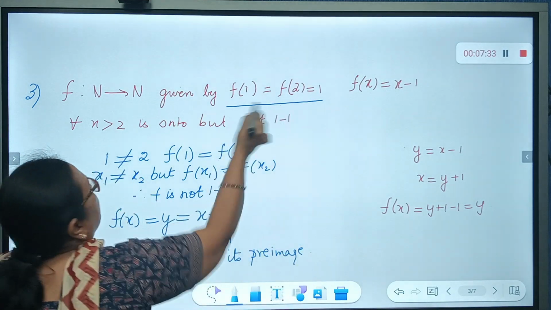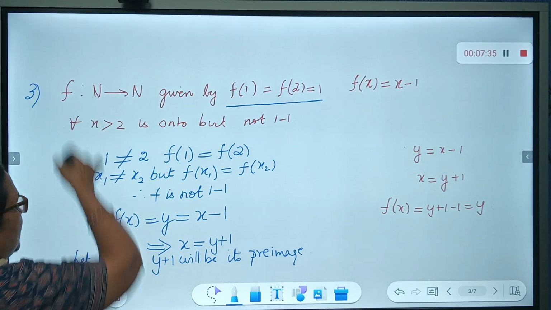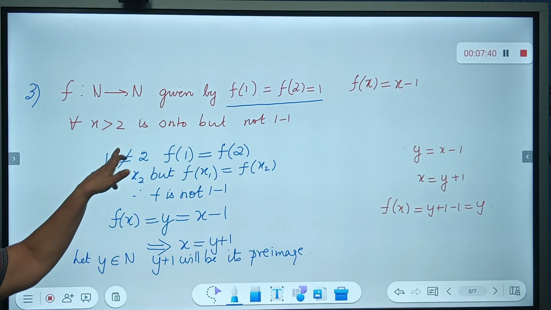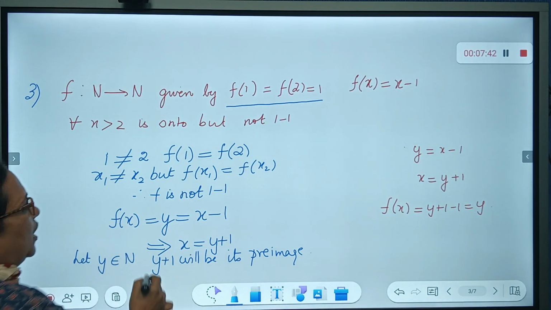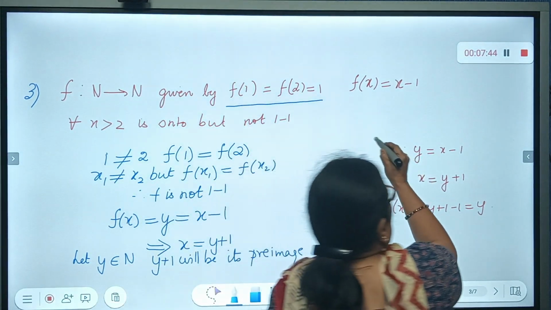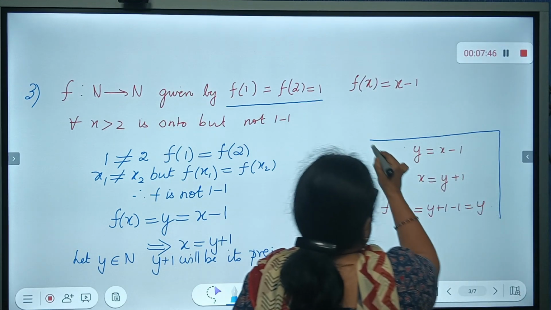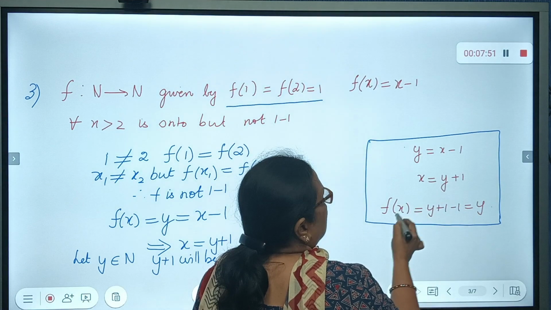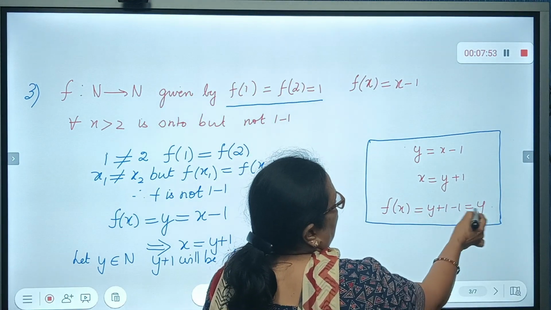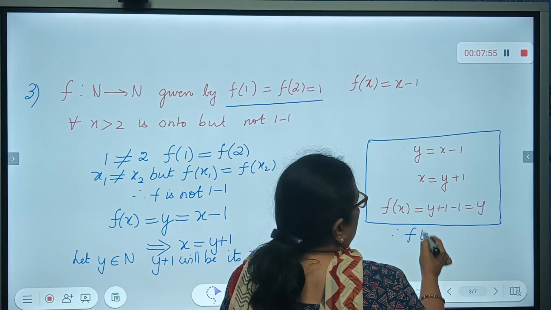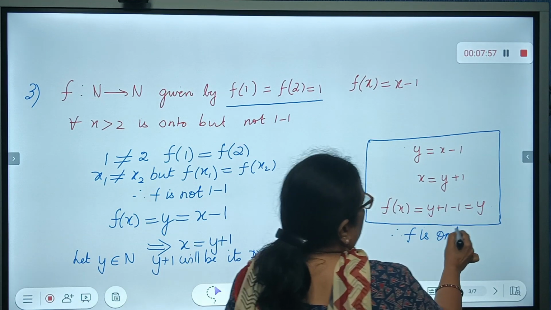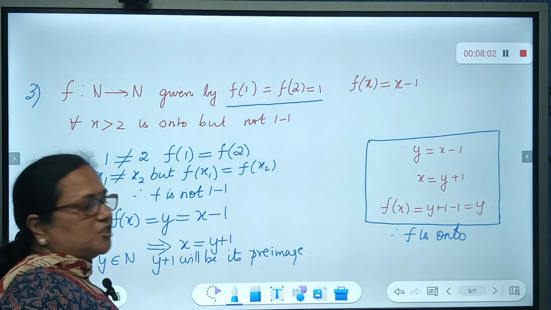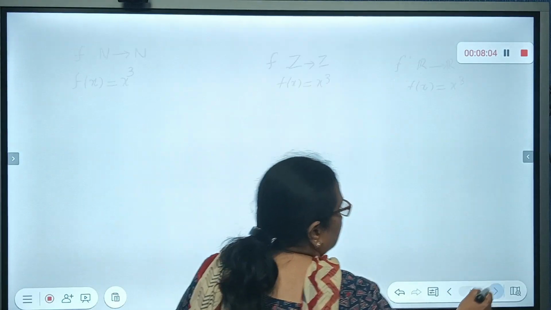So, if I give a number here in n, its successor will be the pre-image for x greater than 2. Therefore, for x greater than 2, it is onto. And how do you verify? Here y equal to x minus 1, which means x is equal to y plus 1. What is f of x? y. Therefore, f is onto. I hope you have understood. Let's go on to the next one.